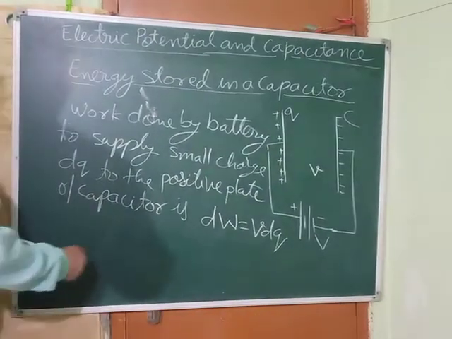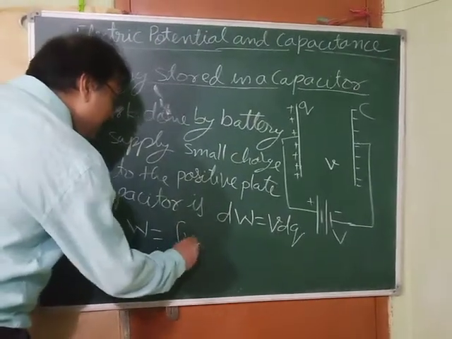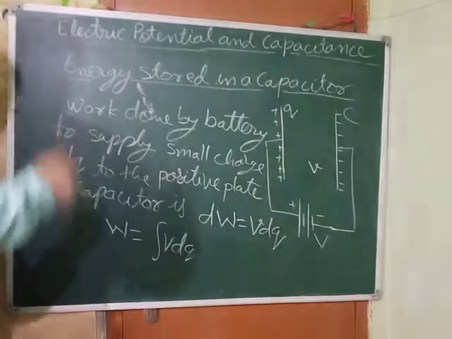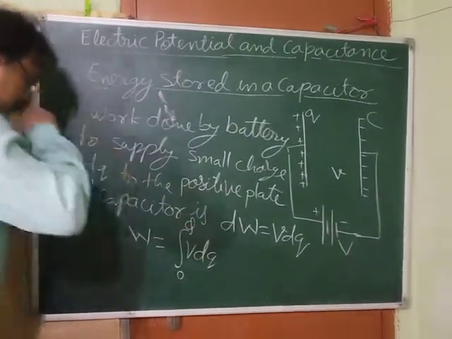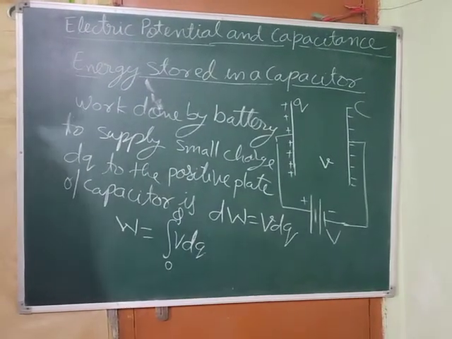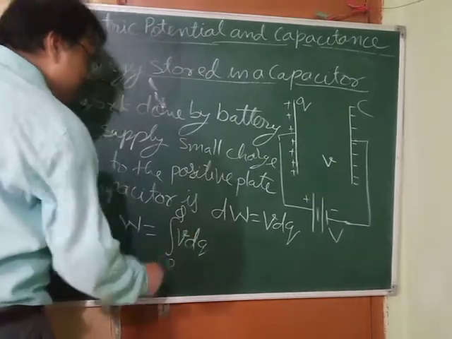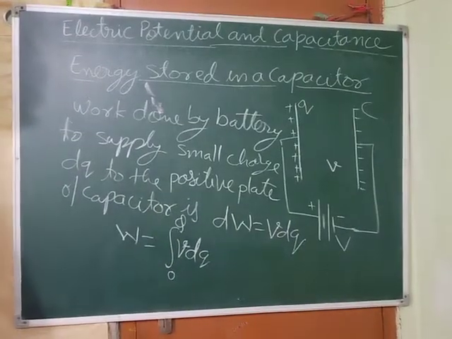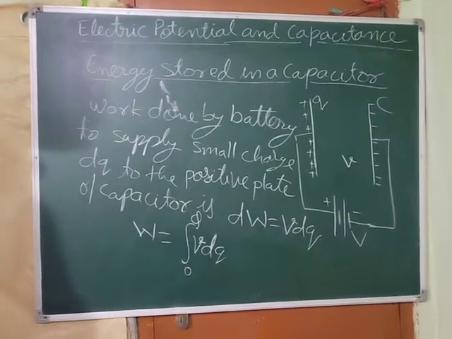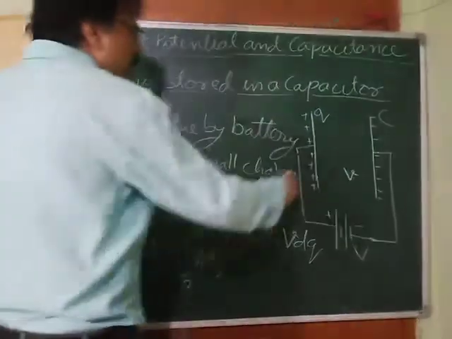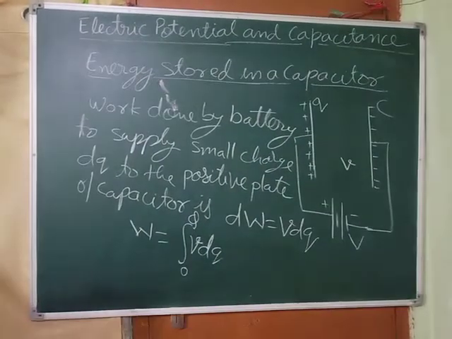From here what we can write, so total work done is equal to the integration of v dq. And dq is a variable, so the initial charge is 0, the final charge is suppose capital Q. Now the question arises, is small v constant? No, because this is the potential at any instant t, so it will keep on changing as the charge on the plates increases, and finally what will happen? Finally the potential difference between them will be equal to the potential difference applied by the battery.